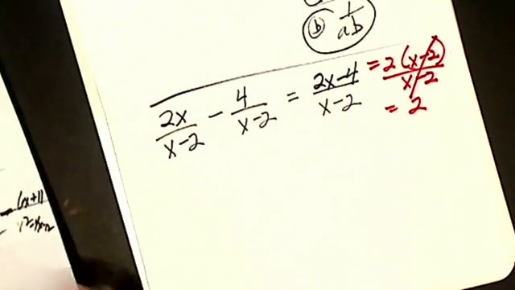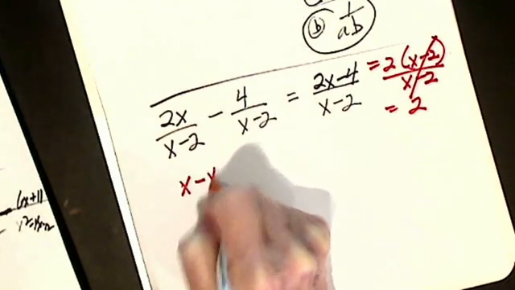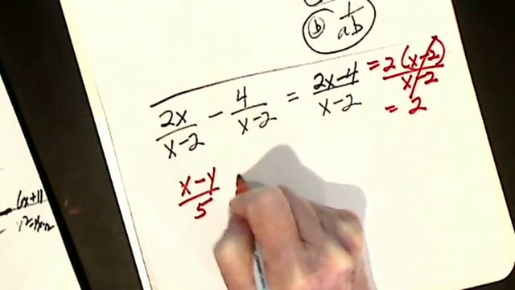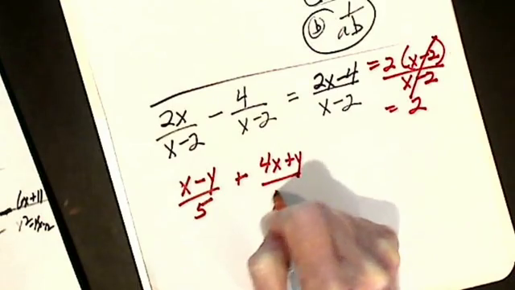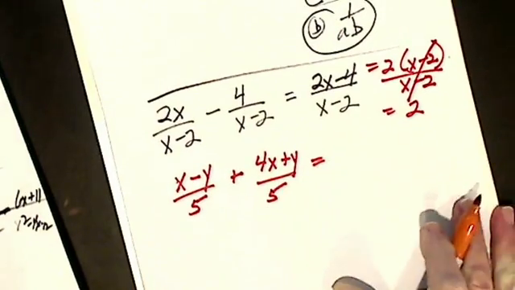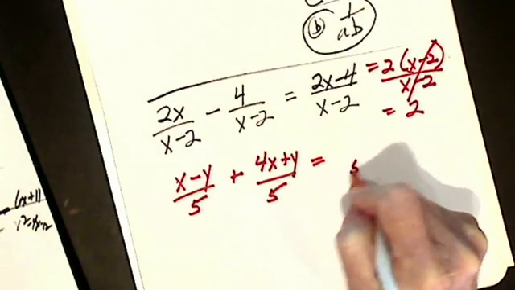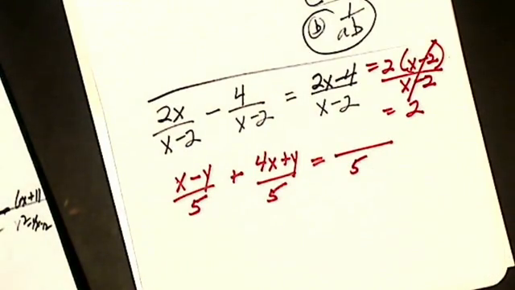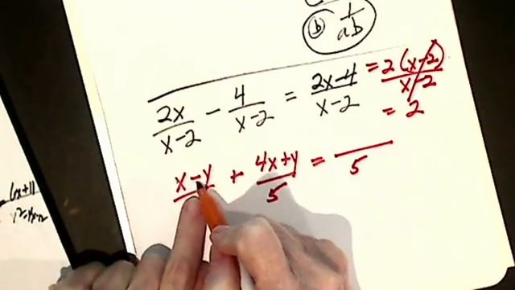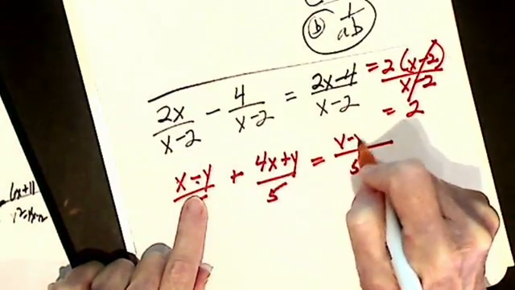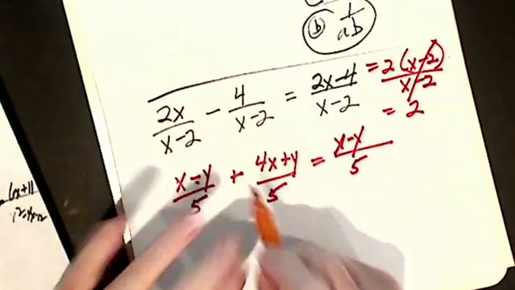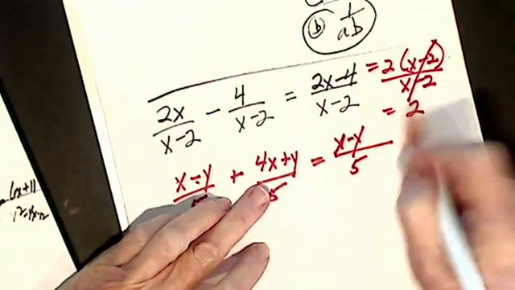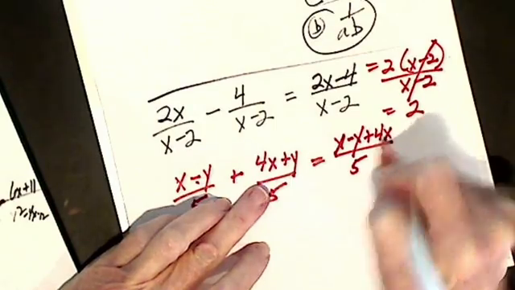Let's say I have one like this. x minus y over 5 plus 4x plus y over 5. Do I have the same denominator? Yes. Combine like terms. So I'm not going to skip any steps. I'm going to take my x minus y from here. Now, I have a plus here. A plus keeps everything the same. So I'm going to have a plus 4x and a plus y.